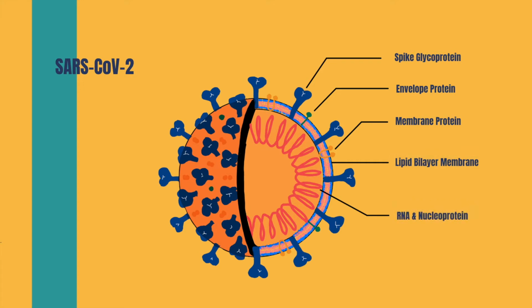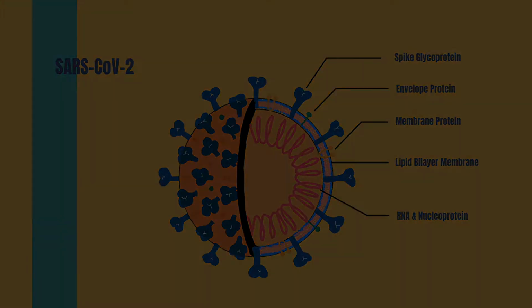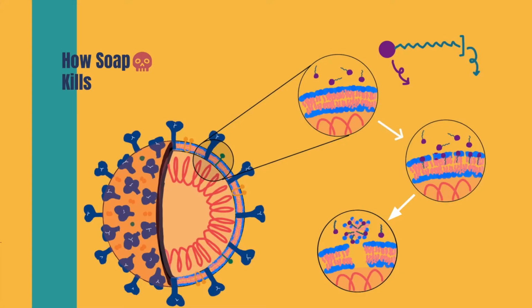So what happens when the virus is exposed to soap? A soap particle consists of a hydrophilic head and a hydrophobic tail. This compound is also known as amphiphilic because it has both properties of liking water and not liking water. This is the same as a phospholipid molecule, which consists of a hydrophilic head and a hydrophobic tail. This allows the soap particle to insert itself in between the phospholipid molecules.